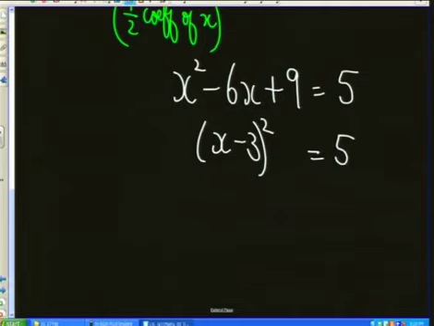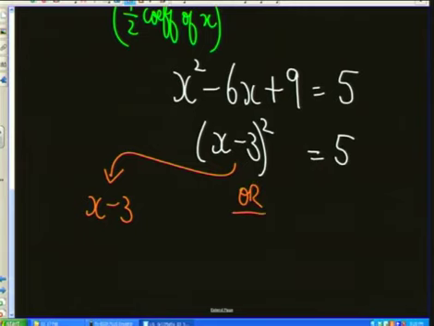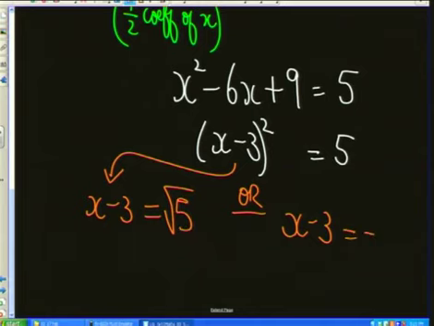Okay, once I've got my squared value, I now have this situation where if I take the root on the left, I get x minus 3. And if I take the root on this side, I'm getting root 5, but I could also get minus root 5.